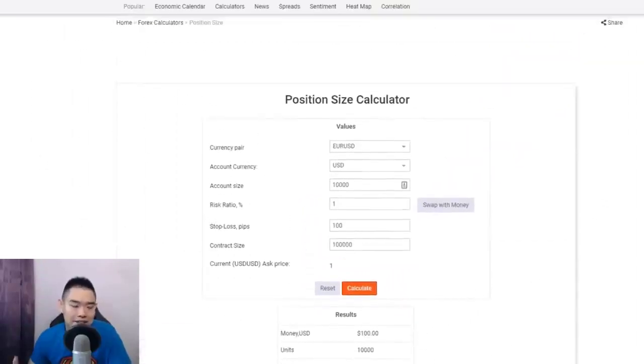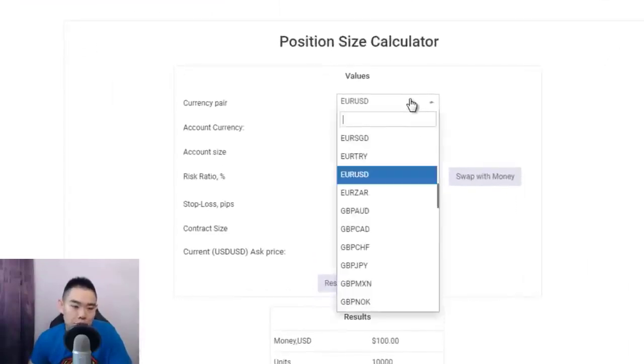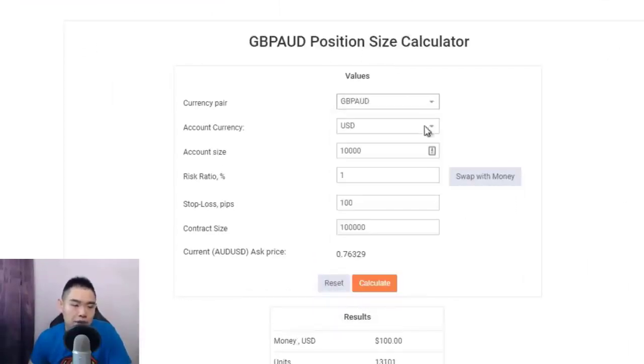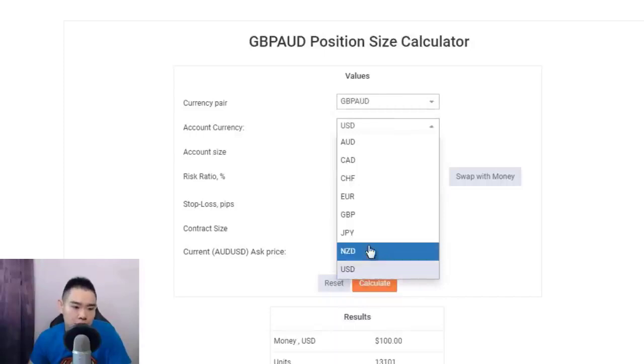Can you see how fast this is? Let's do another example. Let's say this time around, you're not trading Euro USD. You're trading pound against the Aussie. Let's say your account currency is in New Zealand dollars.